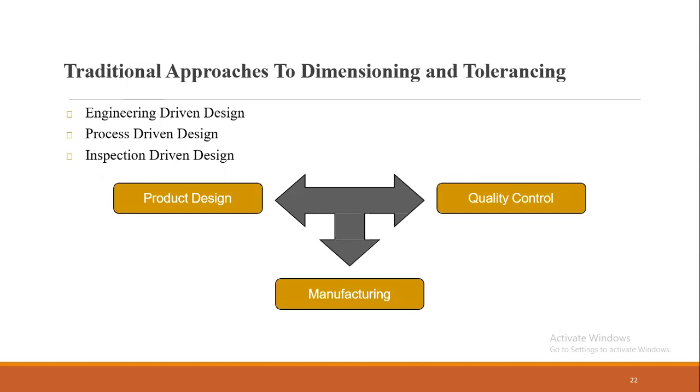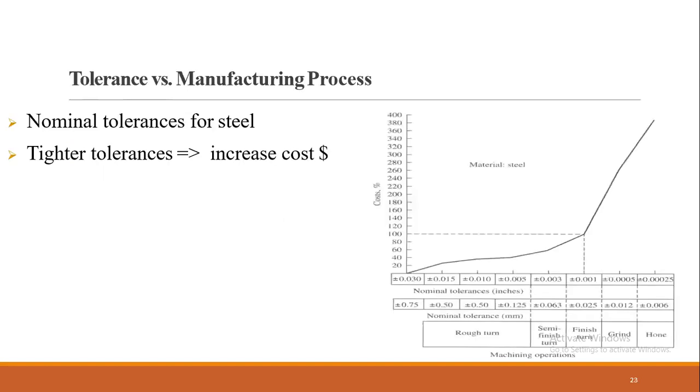Additional approaches to dimensioning and tolerances. These depend on each other in product design, quality control, and manufacturing. Tolerances versus manufacturing process: nominal tolerance for steel. If you see this graph, in the X direction you will get tolerance, and in the Y direction you will get cost.